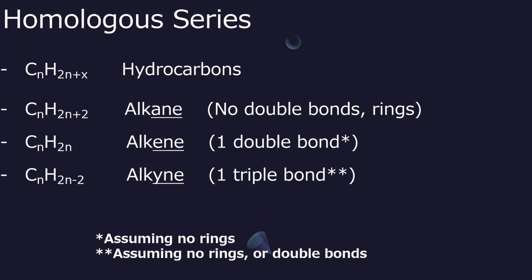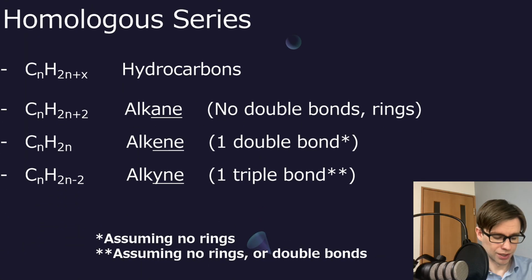So again, that's summarized here. Hydrocarbons are generally CnH2n+X, some number X. For alkanes, X is 2. No double bonds or rings. For alkenes, X is 0, CnH2n. You have exactly double the amount of hydrogens to carbons. So that's alkenes, one double bond, assuming no rings. And then CnH2n-2. Alkyne, one triple bond, which is assuming no rings or double bonds. As I mentioned, various combinations can lead to this formula on the left, but definitely alkynes does fit in here as the main one.